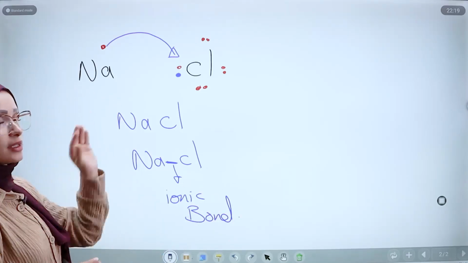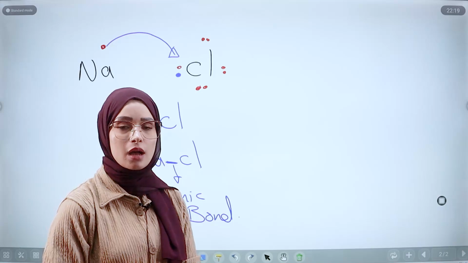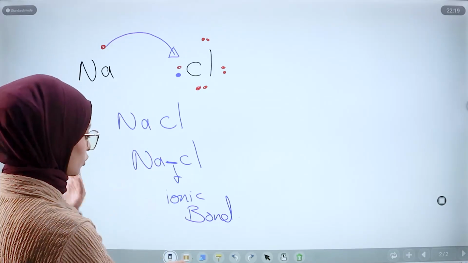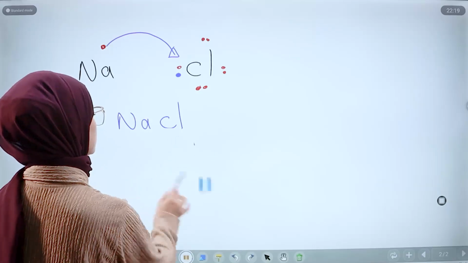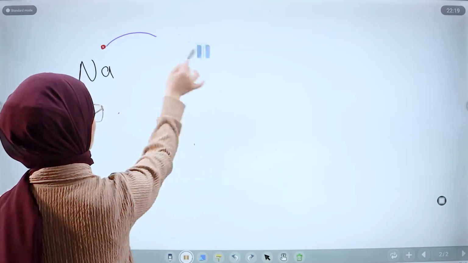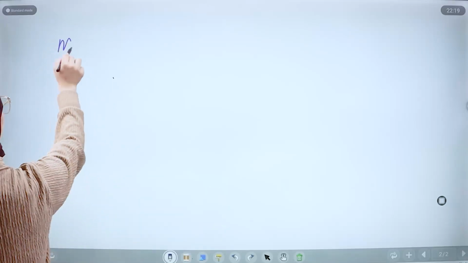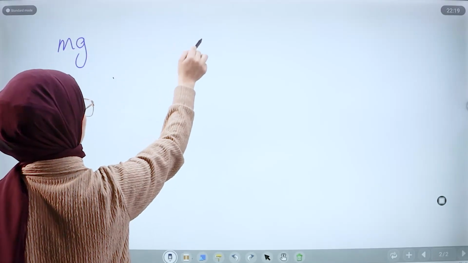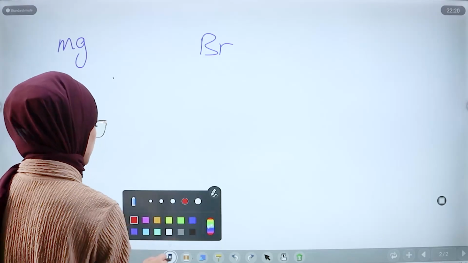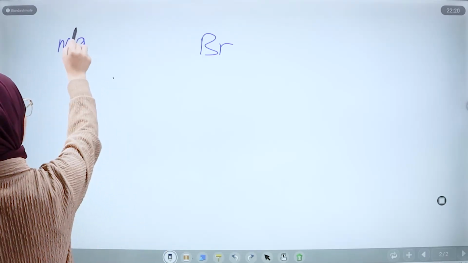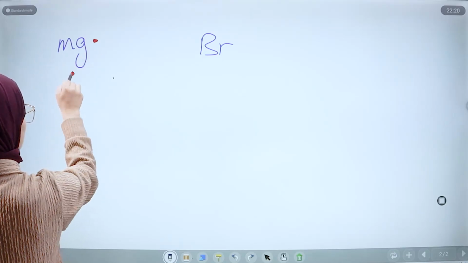Okay, this is an easy example. Let's move to a little bit more complex example with different elements. For example, I'm going to have magnesium with, let's say, bromine. Magnesium is in group number 2, so it has 2 electrons in the last orbital. This is 1 electron and this is 2 electrons. I will draw it here.